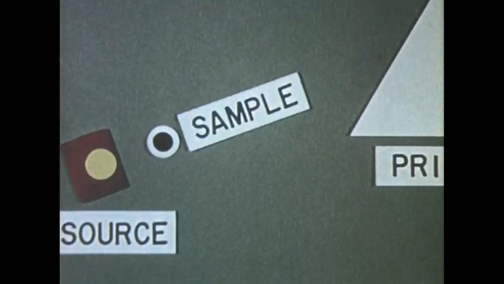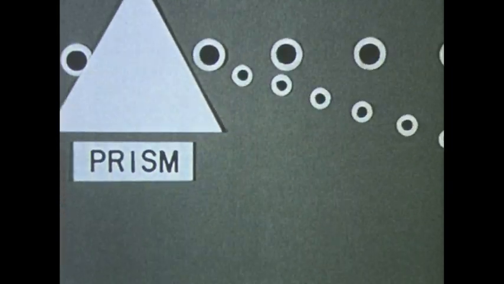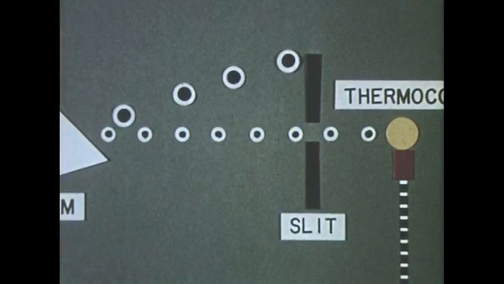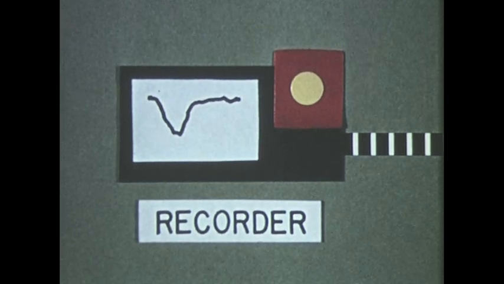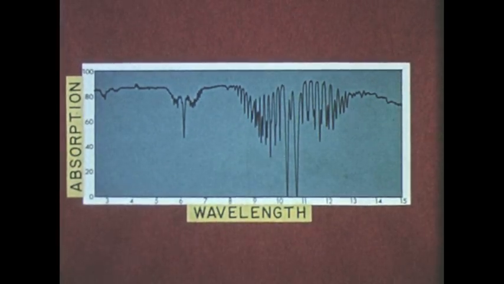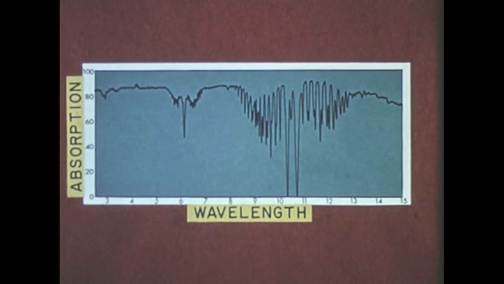In such a system, any sample absorbing radiation from the source will cause a change in the graph being drawn by the recorder. A plot of absorption versus frequency or wavelength makes up the infrared absorption spectrum, which is characteristic of the sample.